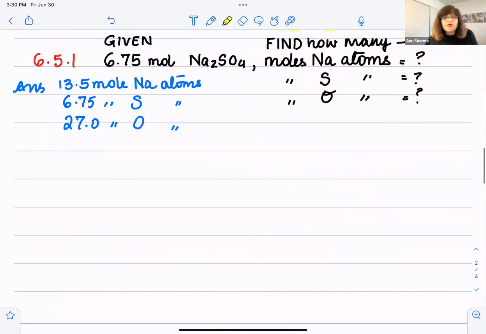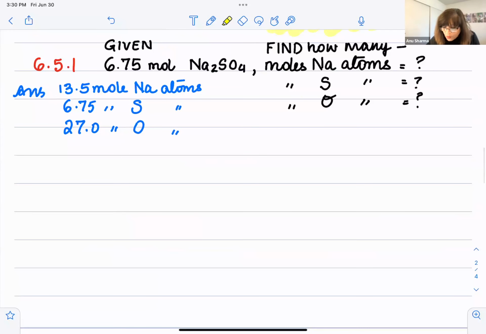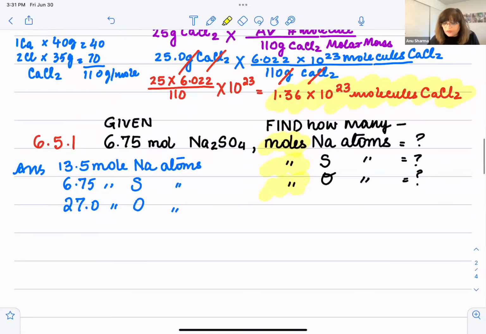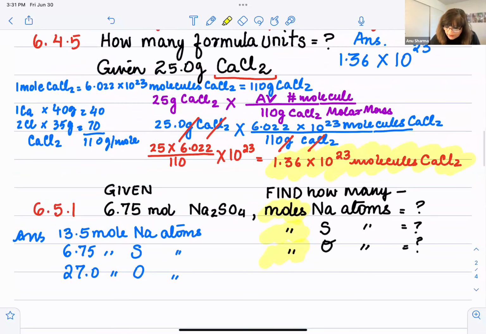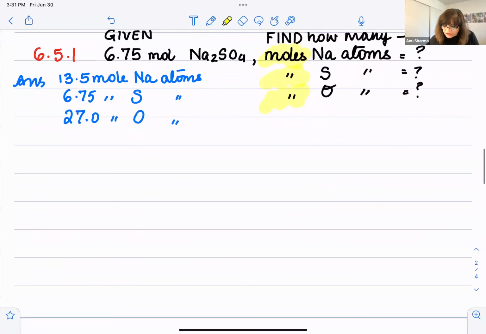Next, the question is you are given the moles of sodium sulfate, and you're asked to find how many moles of sodium atoms. So there's a language: if the question is asking how many moles of, then you don't bring Avogadro's number. But if they say how many molecules, in that case, you're going to bring the Avogadro's number, 6.022 times 10 to the power 23. Now let's do this one.